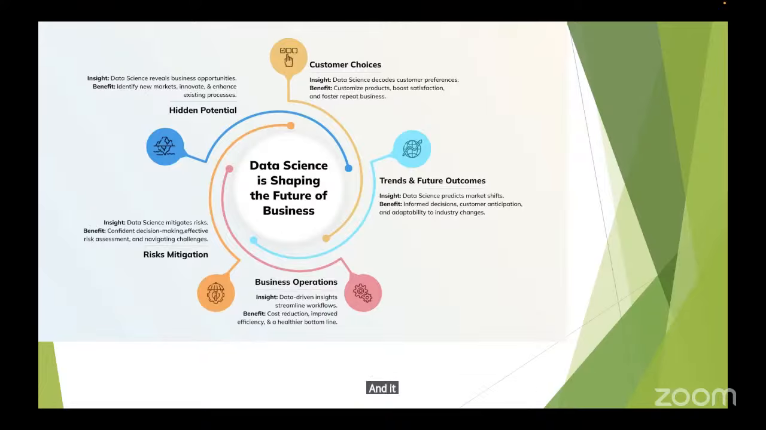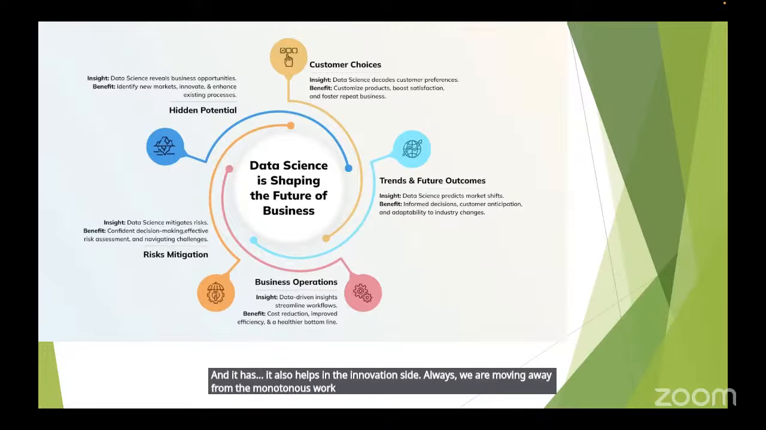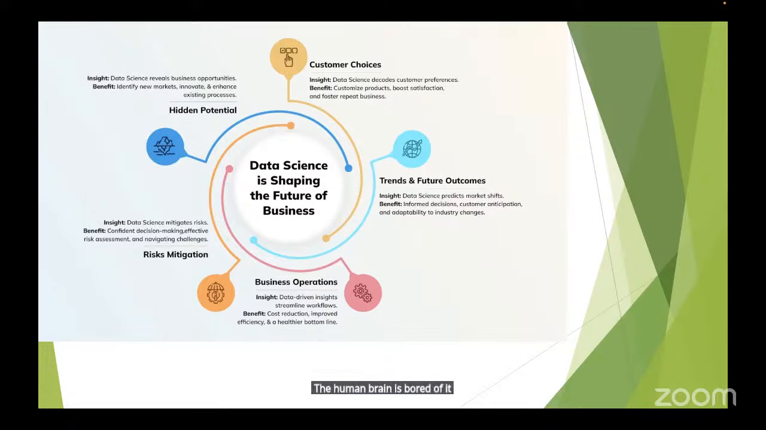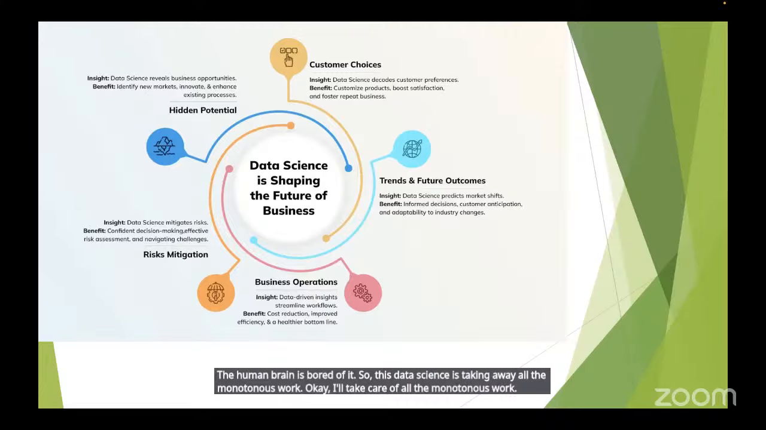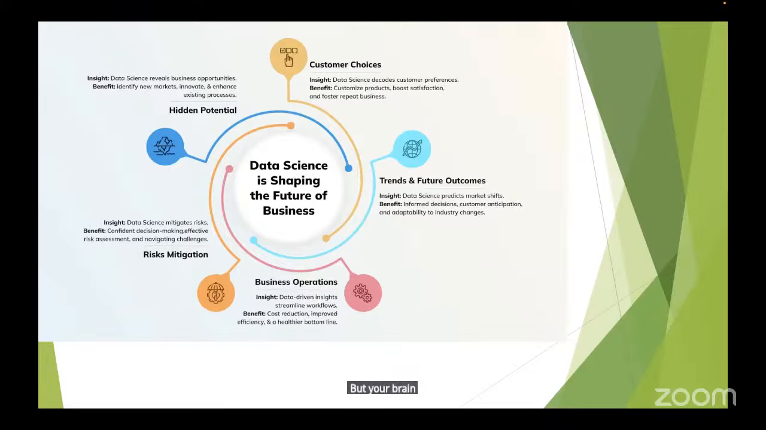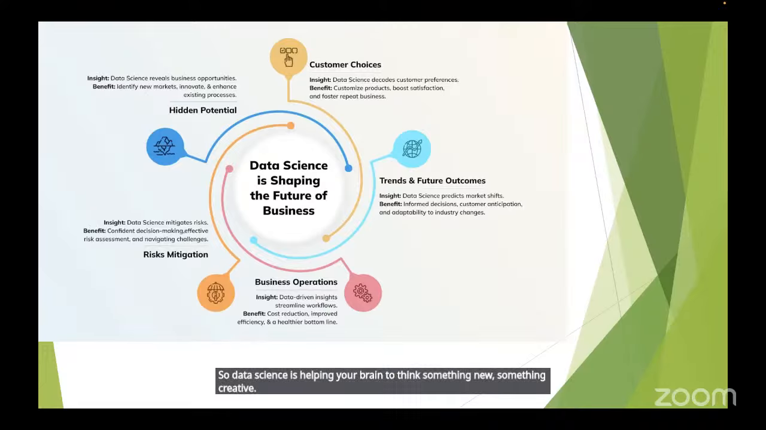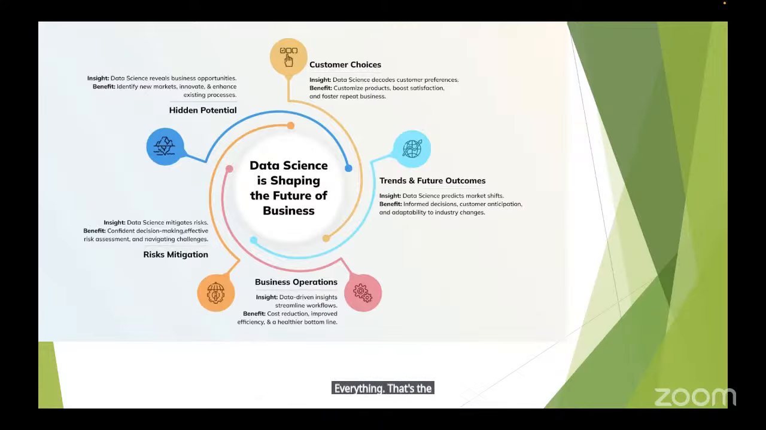And it also helps on the innovation side. Always we are moving away from the monotonous work, doing the same kind of work. Okay, I go to the office, I do this job and come back. Every day, the repetitive job, the human brain is bored of it. So data science is taking away all the monotonous work. Okay, I'll take care of all the monotonous work. You tell me what needs to be done, I do it. But your brain is so brilliant, use it for innovation and enhance it for some better purpose. Your brain is much more useful for a lot of other areas, so use it for that. So data science is helping your brain to think something new, something creative. That's the main purpose of data science.